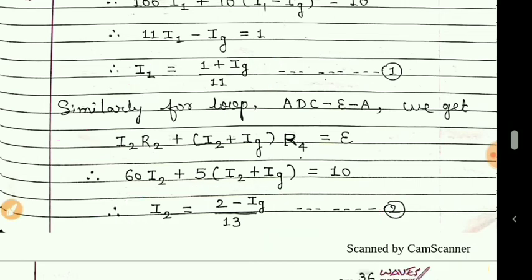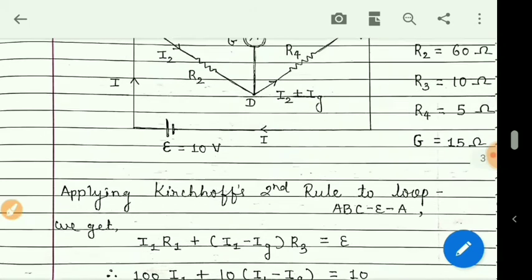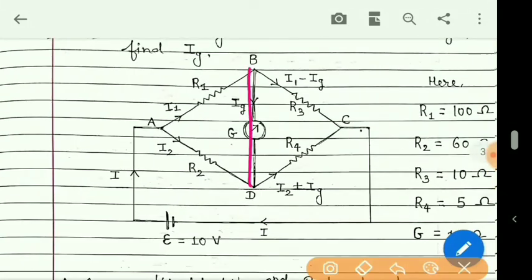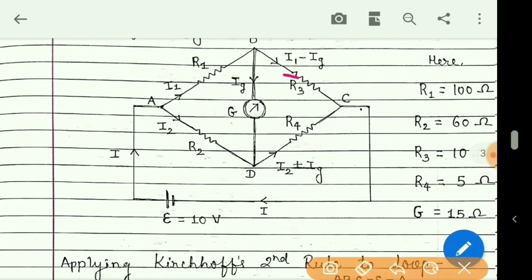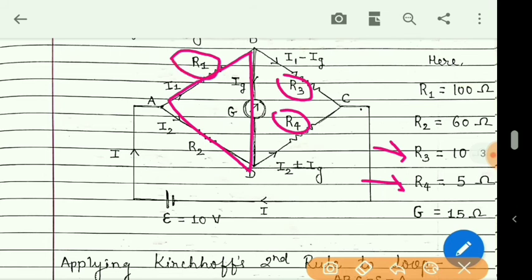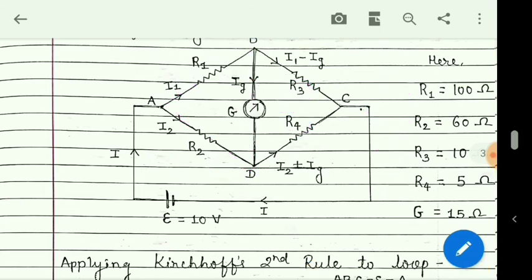Now finally, we will apply Kirchhoff's rule to this loop. You can also apply it for the other loop, but I found that this loop is quite simple. Why is it quite simple? Because in this loop, the values of the resistors R3 and R4 are less, 10 and 5 ohm. If I had taken the other loop, then the values of resistors R1 and R2 are a little large, and so I have taken this loop.